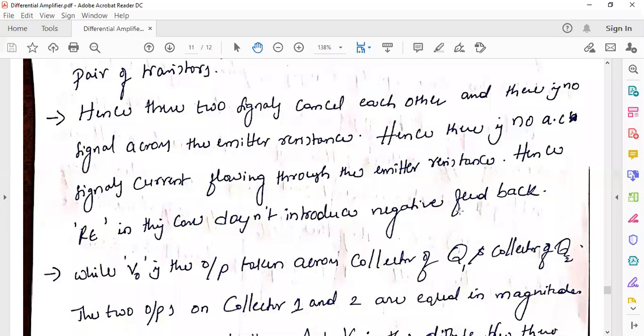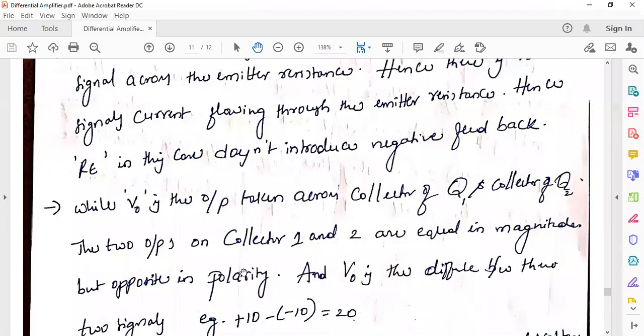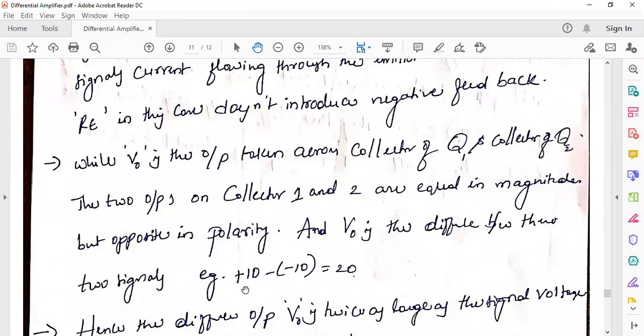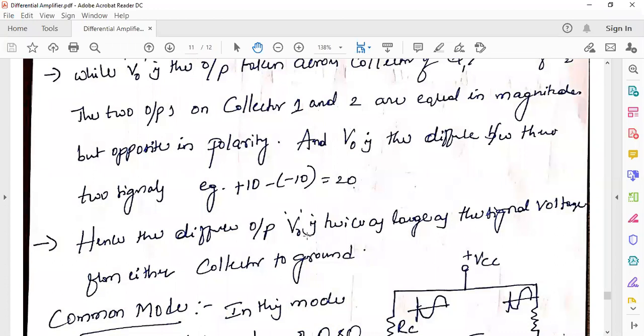So when our V0 is the output taken across the collector of Q1 and the collector of Q2, the two outputs on collector 1 and collector 2 are equal in magnitude but opposite in polarity. So plus 10, minus 10. Then V0 is the difference between these two output signals, right? Plus 10 minus minus 10, which becomes 20, right? So hence the differential amplifier output V0 is twice as large as the signal voltage from either collector to ground.